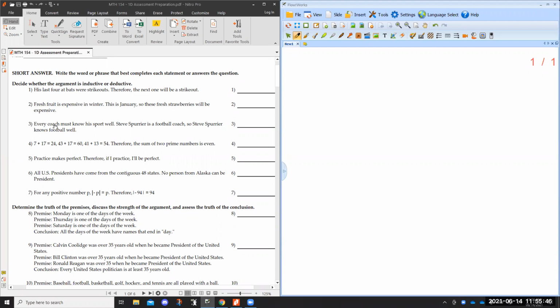Every coach must know his sport. Steve Spurrier is a football coach. So Steve Spurrier knows football well. That would be deductive, right? All coaches know their sport well. Steve Spurrier is a football coach. Steve Spurrier must know football, which is his sport, well.